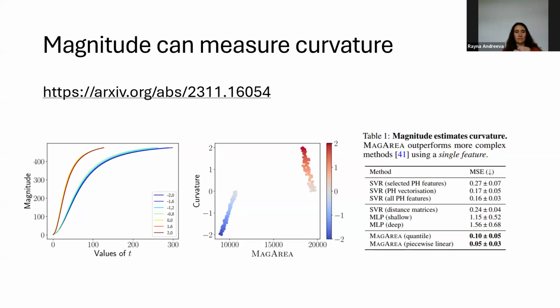And what we notice is there is a clear pattern between surfaces of positive and negative curvature. And also there is a pattern where curvature is increasing or decreasing. And what I wanted to point out is that after only using one single feature and using either quantile or piecewise linear regression, we are getting lower mean squared error compared to previous approaches. So I thought this was really interesting. Previous approaches based on persistent homology.